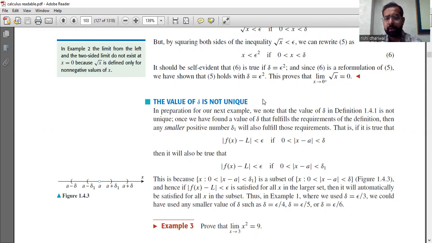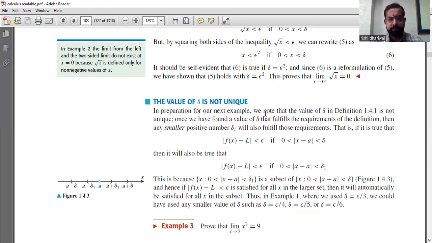In preparation for our next example, we know that the value of delta in the definition is not unique. Once we have found a value of delta that fulfills the requirement, then any smaller positive number delta 1 will fulfill all those conditions. It is true that mod f(x) minus L is less than epsilon if 0 is less than mod x minus a less than delta. Then it will also be true that mod f(x) minus L is less than epsilon if mod x minus a is less than delta 1.